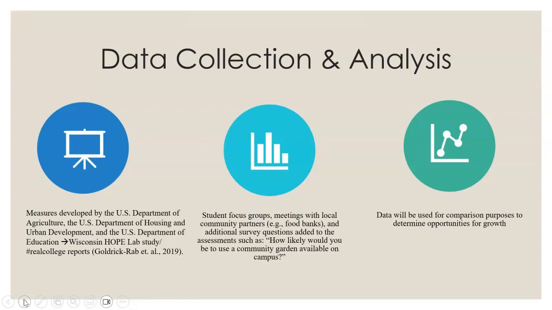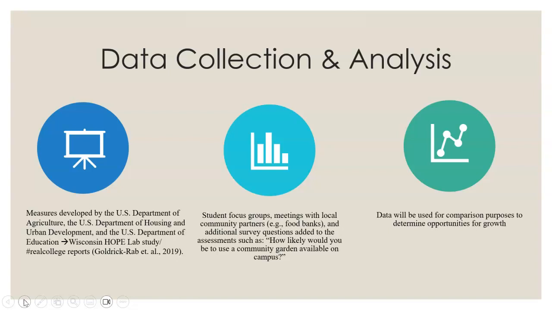They've coined it the hashtag Real College Project, and they use measures developed by the USDA, our Department of Housing and Urban Development, and Department of Education. And so this is a collection of tried and true, reliable, and valid questions and assessments that are being used across the country to better understand food insecurity in college populations.